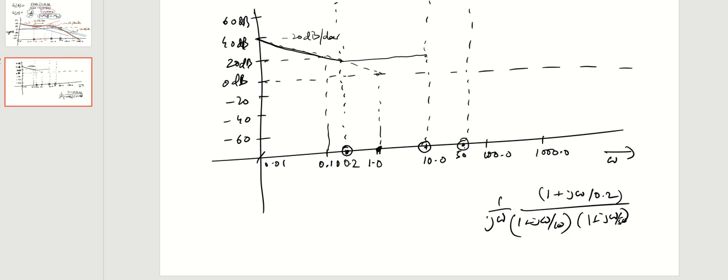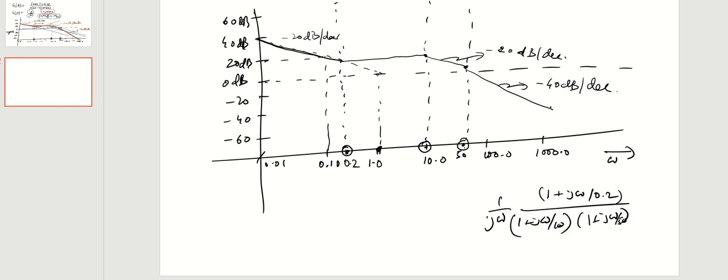Then at this point there is the effect of another additional pole. So it will start going down. Okay, again at this point it encounters another pole. So now this is minus 20 dB per decade, and from here onwards it goes down at minus 40 dB per decade.